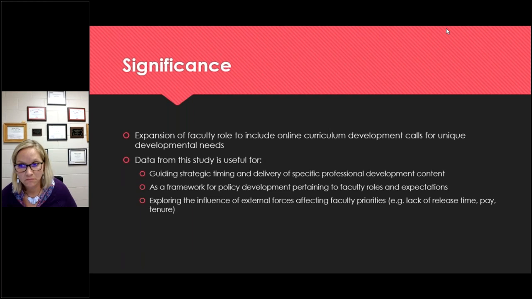It will also explore the influence of external forces that affect faculty priorities, like release time, recognition during tenure and promotion, pay, that sort of thing, when looking at online course development.